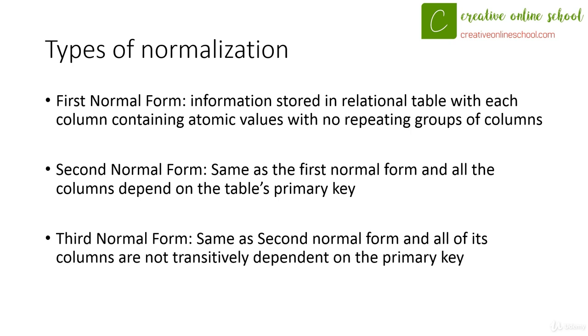And then going on to the third normal form, it builds upon the second normal form and includes all of the same rules, except it also adds that all of its columns are not transitively dependent on the primary key. Now, being transitively dependent means that if you have two items, A and B, and A changes and it causes a change in B, those two items are transitively dependent and must be split into two separate tables. We'll get into this later in the video.